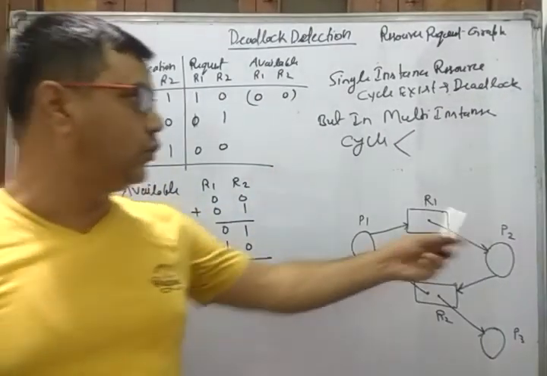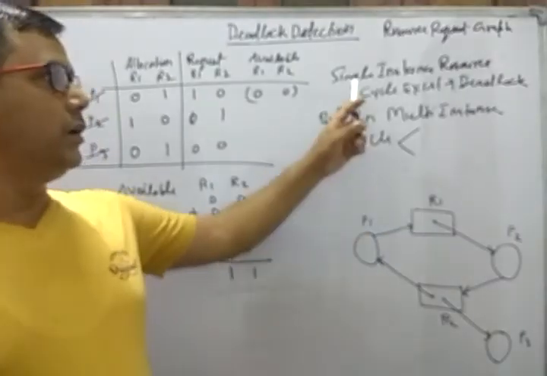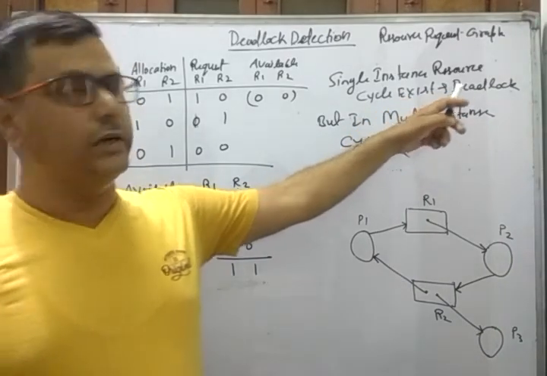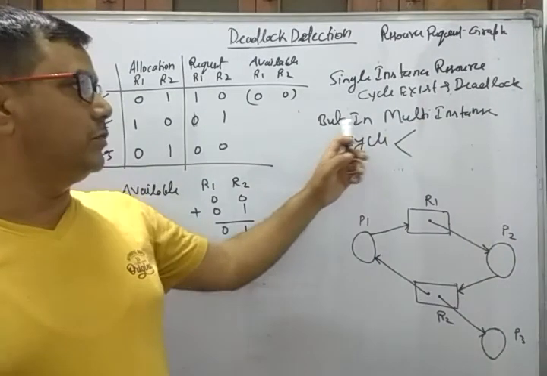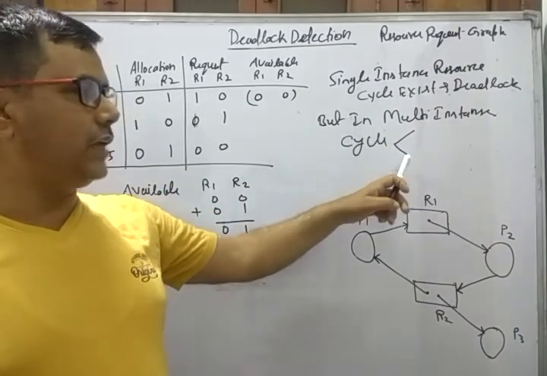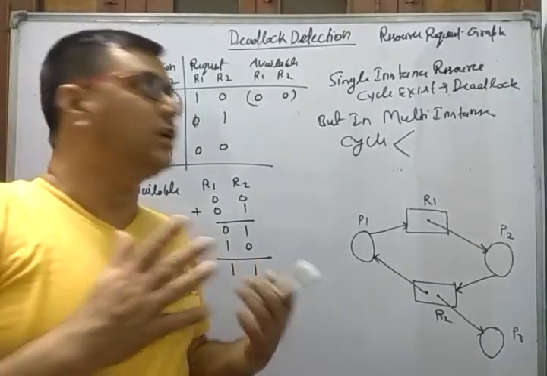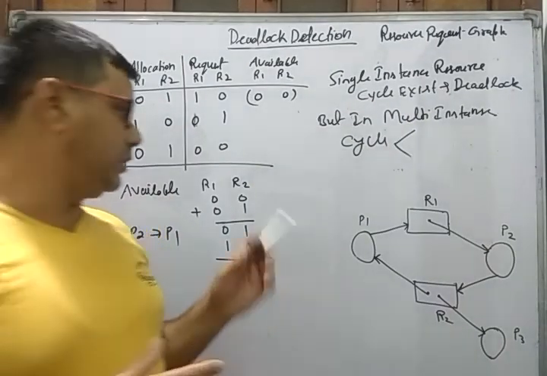Although there is a cycle, always remember: if there is a single instance and a cycle exists, then deadlock will occur. But if there are multiple instances and a cycle exists, there are two conditions. There may be a deadlock, or there may not be a deadlock, and we will test that.